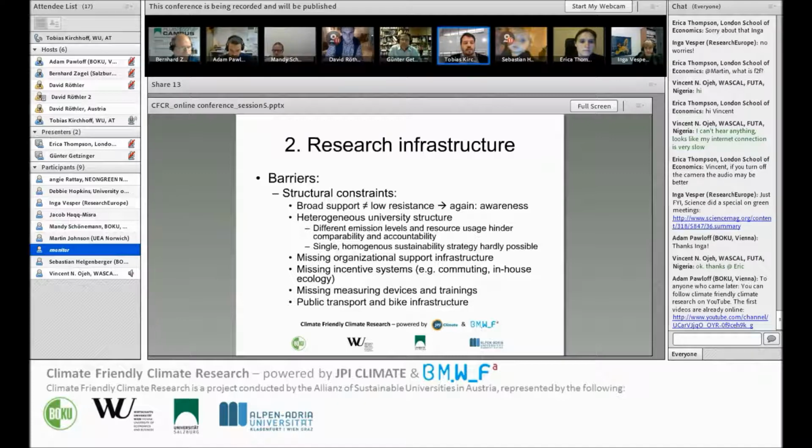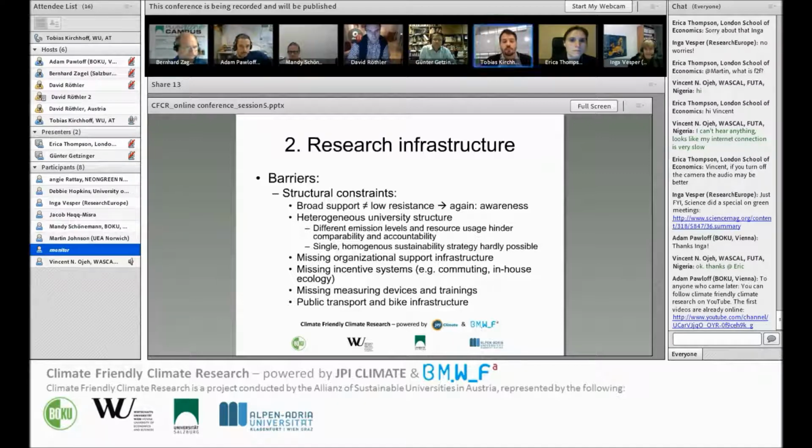First of all, I'd say it's the heterogeneity of universities. Universities have a really heterogeneous structure, and it is really difficult to evaluate the different emission levels and the different resource usage by different departments. The differences can be quite significant when thinking about physics departments, biology departments, or social science departments. So it is difficult to compare.